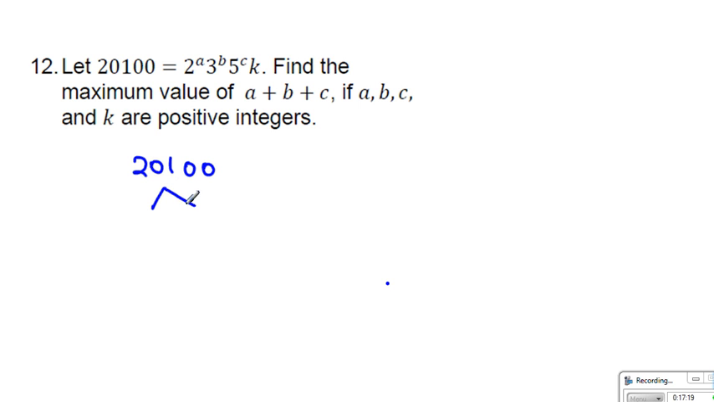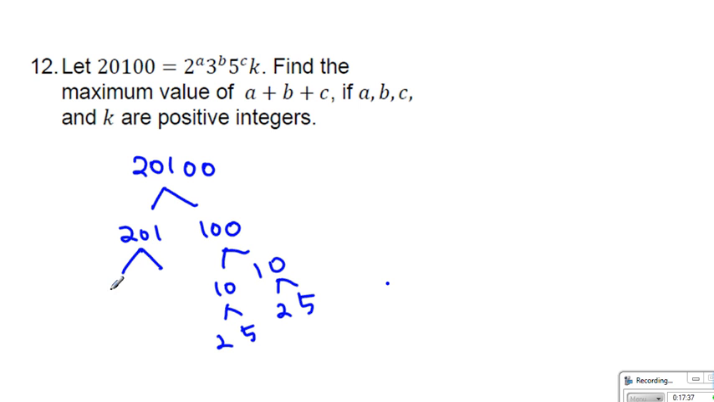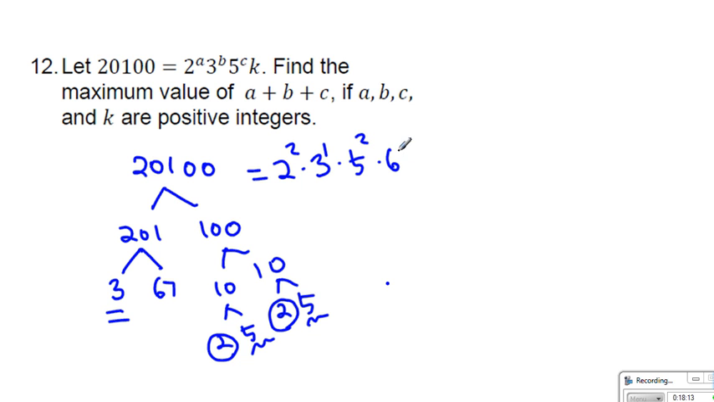If you have to break this one down, I can see that we will do 201 and 100 quite easily. And then 100 becomes 10 and 10. 10 becomes 2 and 5. Here it becomes 2 and 5. Now, 201 becomes 3 and 67. When you look into that, you will realize that 67 is a prime number. There's no number that divides that. So we have two 2s, one 3, two 5s, and 67. That is equal to 2 squared times 3 to the first times 5 squared times 67. That means a, b, and c here become 2, 1, 2. So 2 plus 1 plus 2 ends up being 5. Therefore 5 becomes our answer.